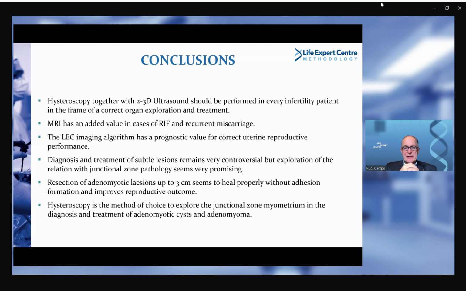Diagnosis and treatment of subtle lesions, as Attila already said, is very controversial, but exploration of those lesions to explore the junctional zone seems very promising because you recognize adenomyotic lesions by hysteroscopy: the neovascularization, the different layers of the pseudocapsule. It is hysteroscopy that gives you the pathognomonic signs. Very difficult for the pathologist, extremely difficult to judge by MRI and ultrasound.